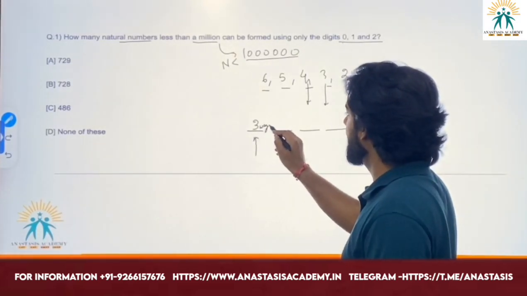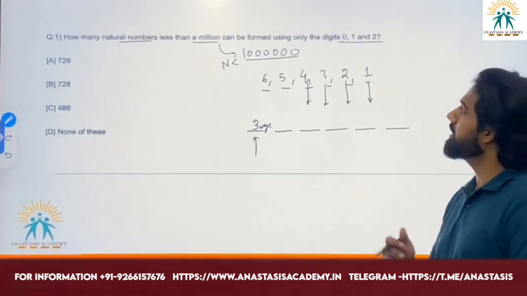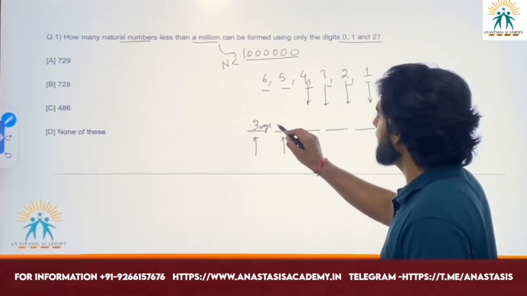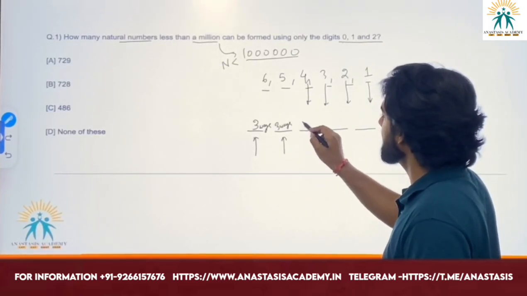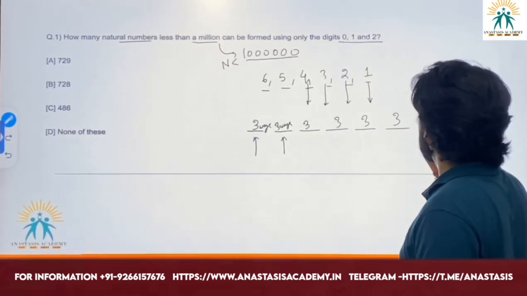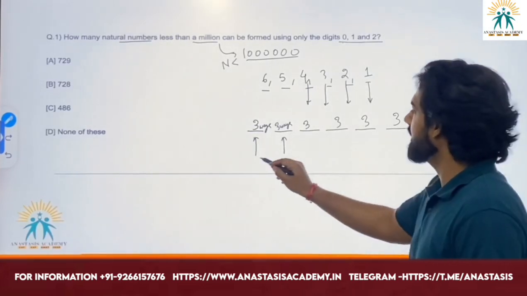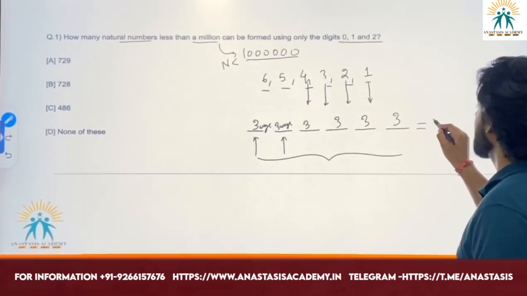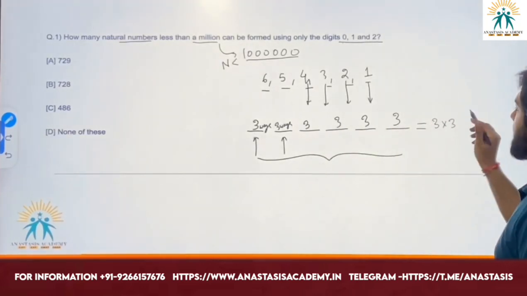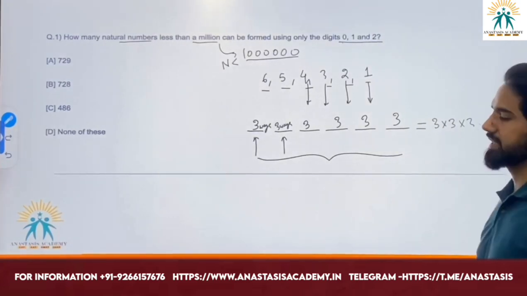There are 3 ways. Now second digit, because I have to use only these digits 0, 1 and 2, I can fill this second place in 3 ways, and in similar ways I can fill all these places in 3 ways. So total number of numbers possible are 3 into 3, 2 times, 3 times, 4 times, 5 times and 6 times 3. That is equal to 3 raised to the power 6.